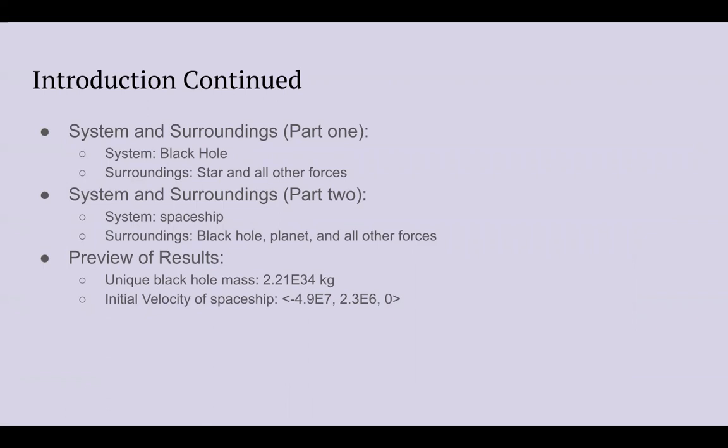other forces. As we will see later on in the presentation, my unique black hole mass equals 2.21 times 10 to the 34 kilograms, and my initial velocity for the spaceship will equal negative 4.9 times 10 to the power of 7 in the x direction, and 2.3 times 10 to the power of 6 in the y direction.